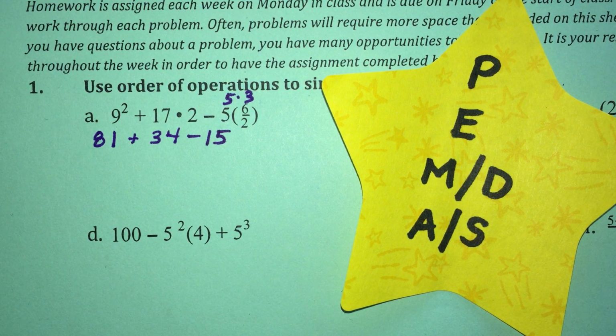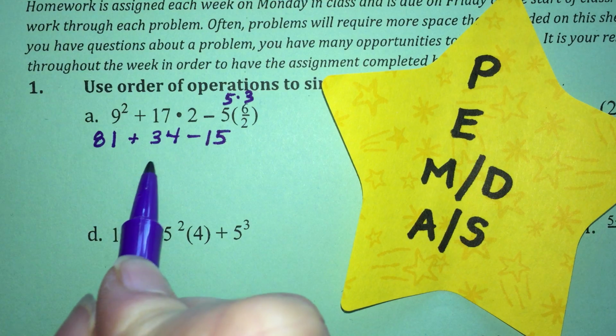Once you have it written like this, you can just put it in your calculator. 81 plus 34 minus 15, and I got 85.